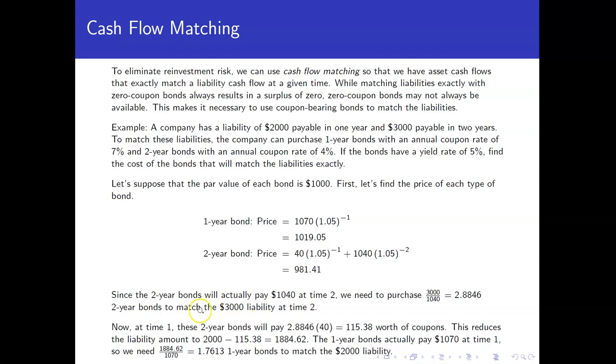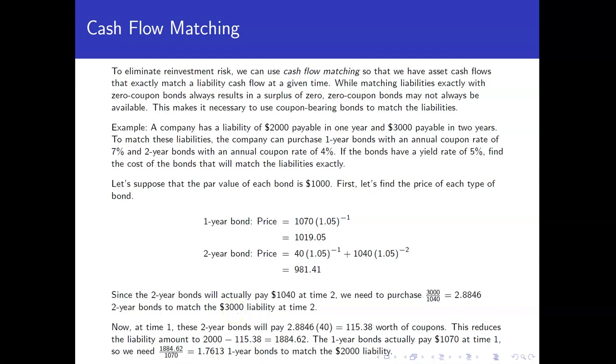All right. So notice that these 2-year bonds pay $1,040 at time 2, but we need $3,000. We're going to match these cash flows exactly. We're also going to assume that we can purchase fractional amounts of bonds if we need to. So we need $3,000. Each bond pays $1,040. So the quotient of that means that we need to buy 2.8846-ish 2-year bonds to match that liability exactly.